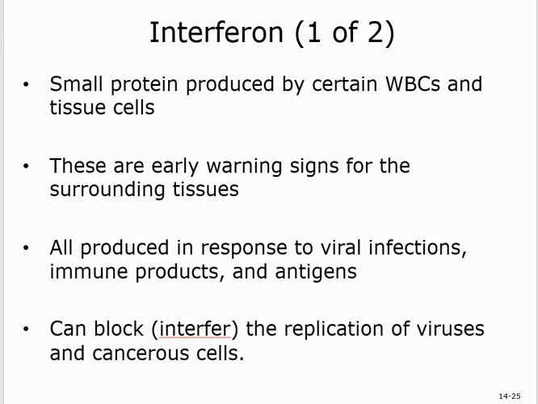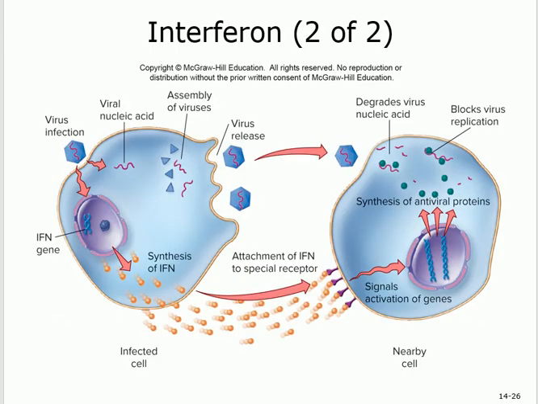Did you get the interferon? Small protein, released by white blood cells and some tissues. It interferes with the replication of virus and cancer cells. Produced in response to viral infection or immune products or antigen. And it is an early sign to the surrounding tissues that there is some sort of inflammation or infection at this point, or these cells are invaded. So this picture is showing you the interferon, how it is produced, and it's going to block the viral replication.